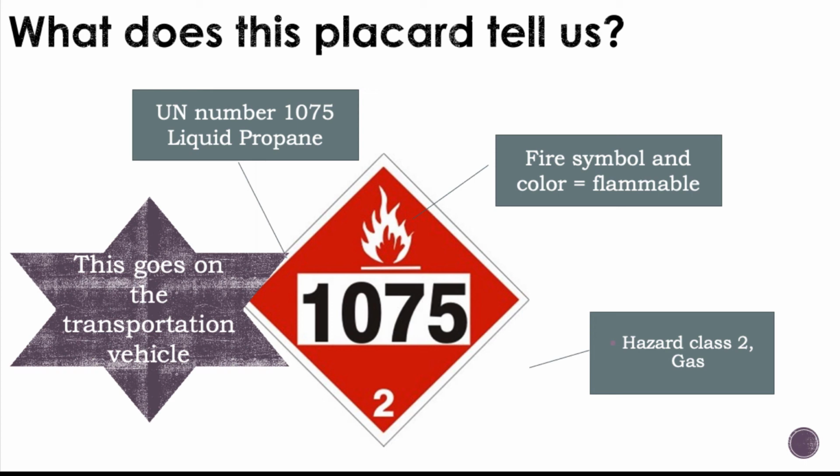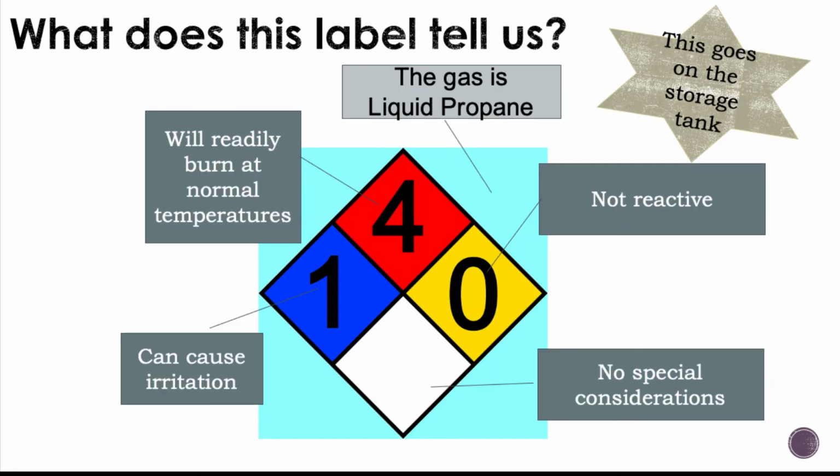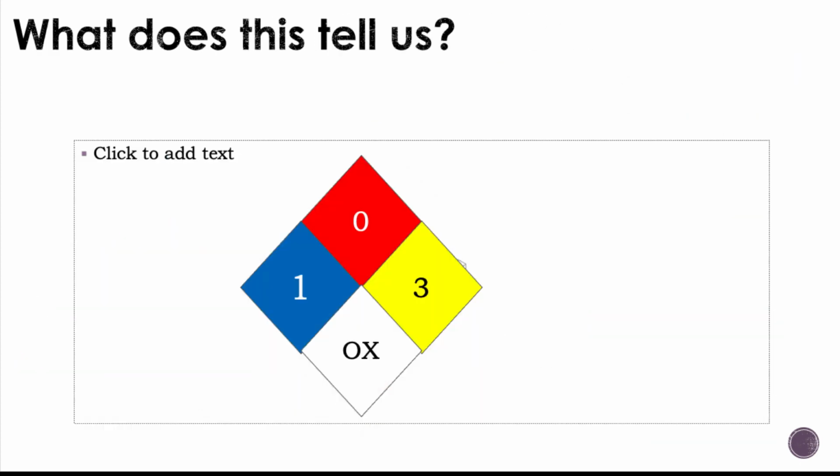So your answer should be it's a placard on a transportation vehicle, it's a flammable gas of some kind, and when I looked up the United Nations number, I found out that it was liquid propane, so 1075. And how about this? Well, this was liquid propane as well, which is non-reactive, no special considerations, can be an irritant, but will burn readily, right? So this goes on the storage tank, this goes on the vehicle.